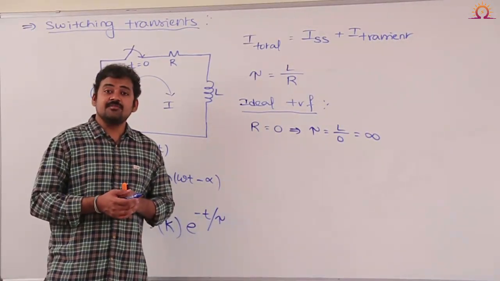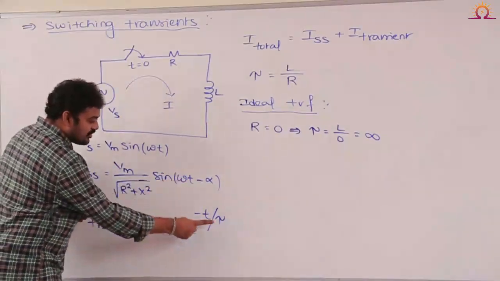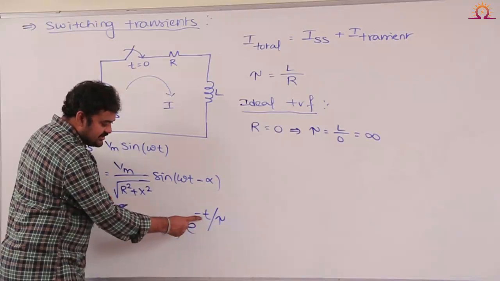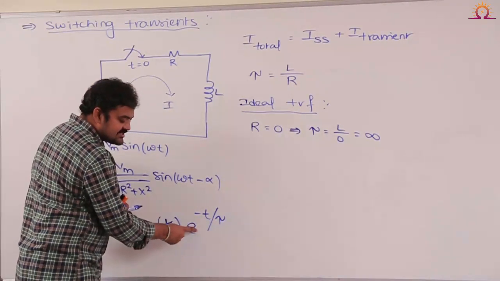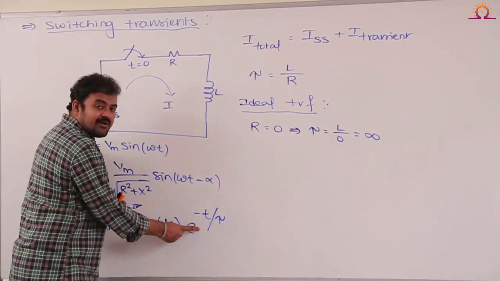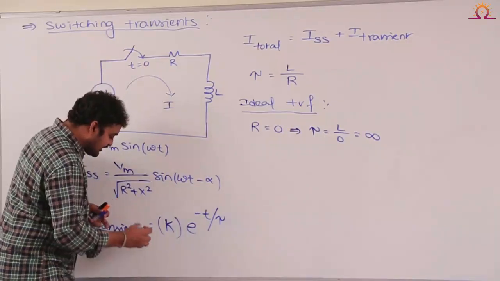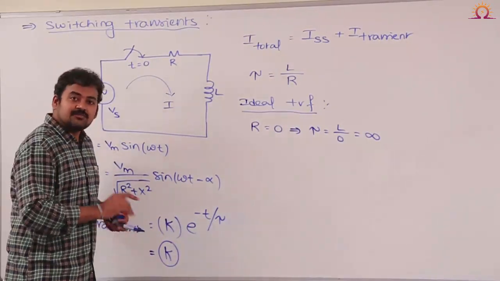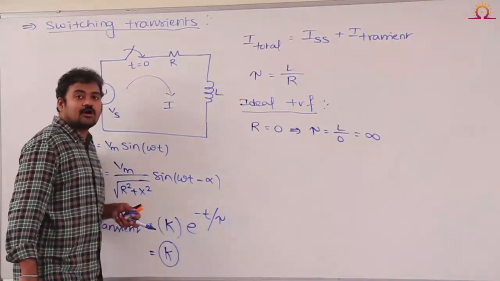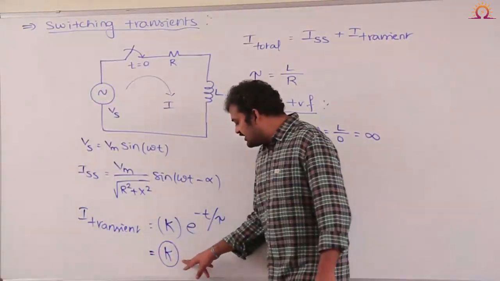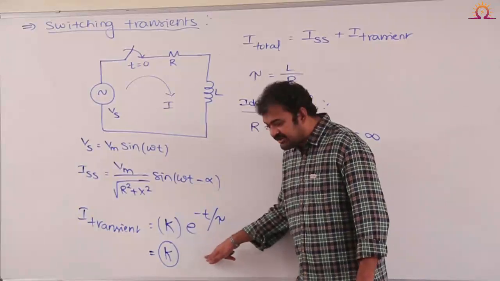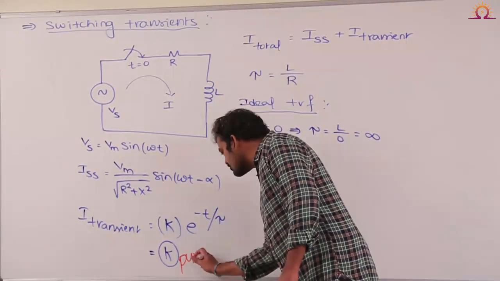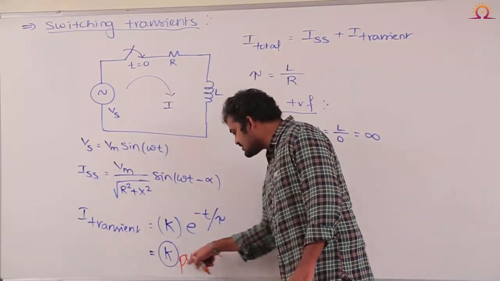Just substitute that time constant infinite here. If you substitute tau is equal to infinite, e power minus t by infinite, that is e power minus 0. E power minus 0 is equal to 1. That means the transient component will become a constant k. So tell me now, will the transient component be an exponentially decaying component or a pure DC component? Yes, this is going to be a pure DC component. There is no exponential term you see in this last equation.